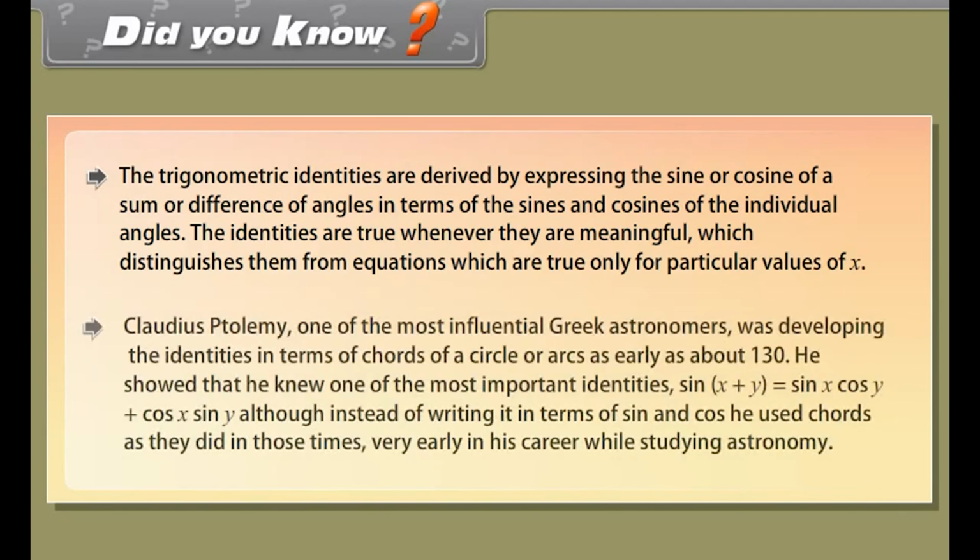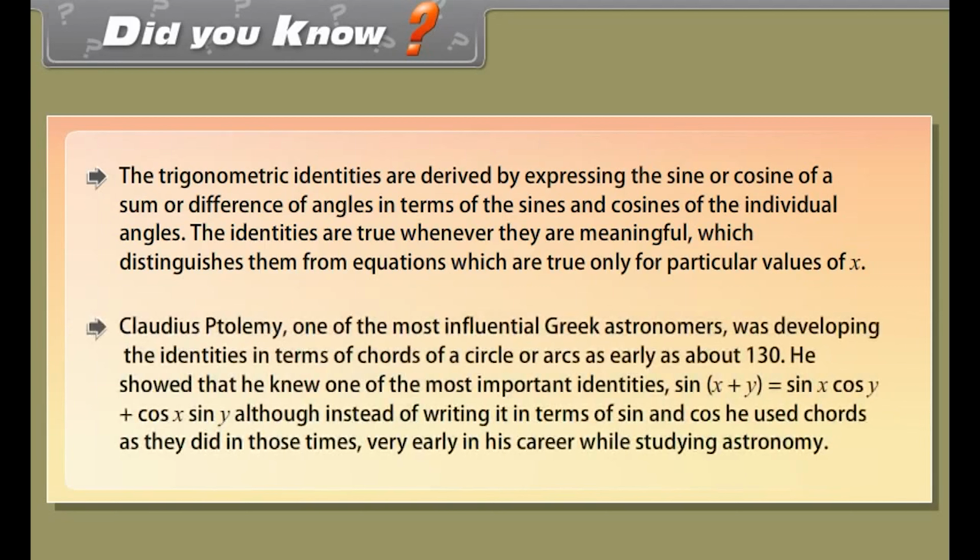Claudius Ptolemy, one of the most influential Greek astronomers, was developing the identities in terms of chords of a circle or arcs as early as about 130. He showed that he knew one of the most important identities, sin(x plus y) is equal to sin x cos y plus cos x sin y, although instead of writing it in terms of sine and cos, he used chords as they did in those times, very early in his career while studying astronomy.